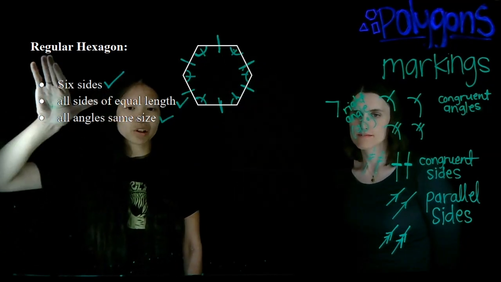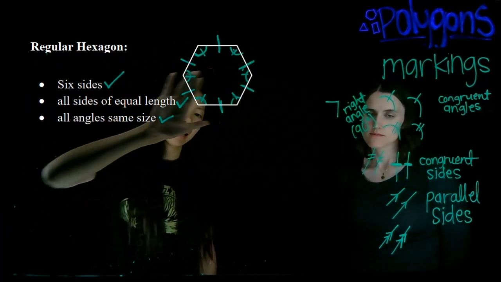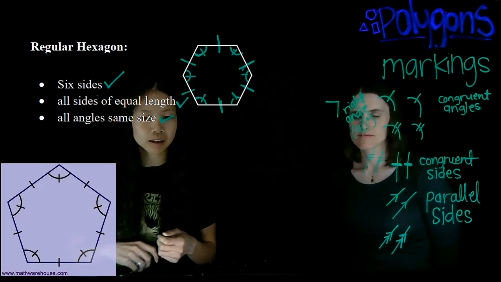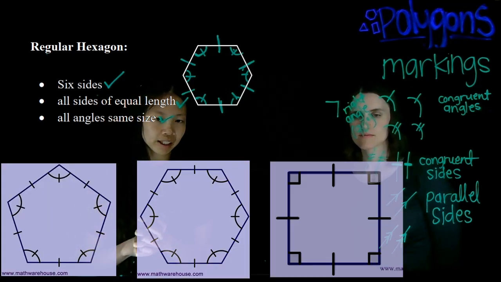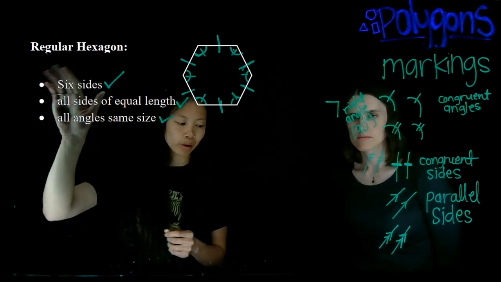If you ever see the word regular, regular means that all the sides are the same length and that all the angles are the same size. So I can have a regular pentagon, regular hexagon, squares are all regular. You can have an equilateral triangle that's considered regular because all 3 sides are the same and all angles are the same. So that's just a special vocab word, regular.